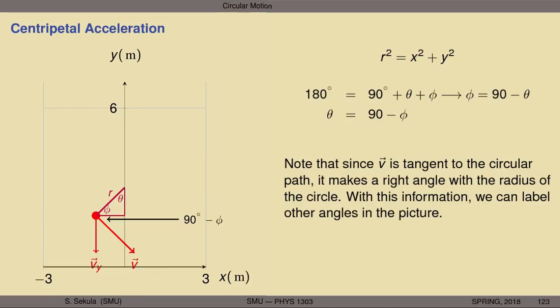And given our relationship up here that 90 degrees minus phi is theta, we can go ahead and replace this with theta.